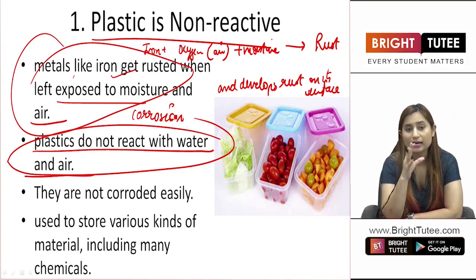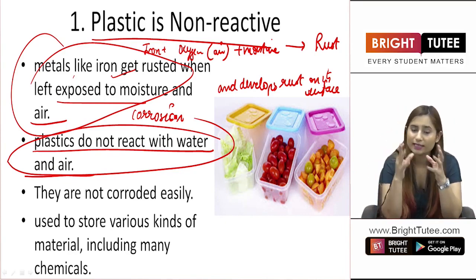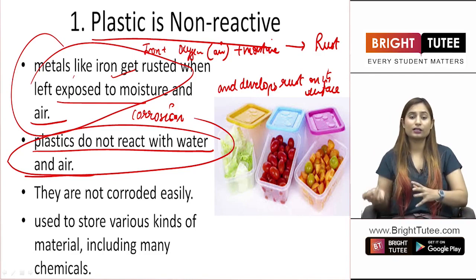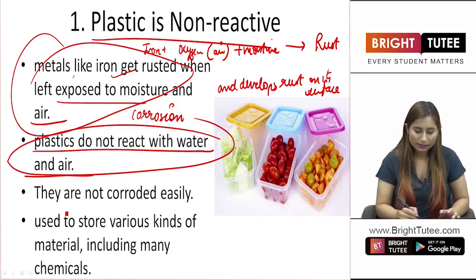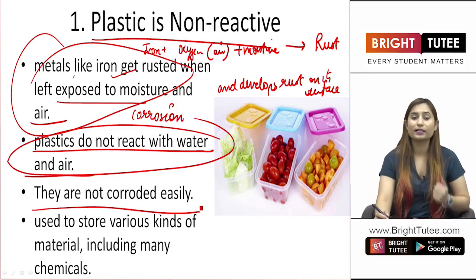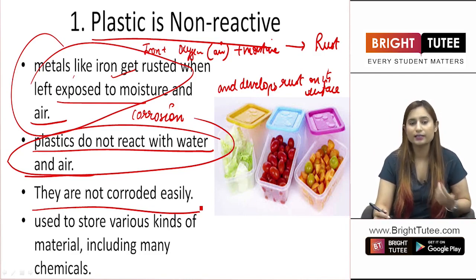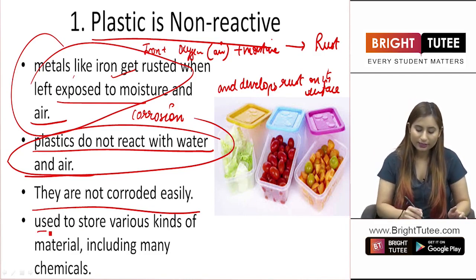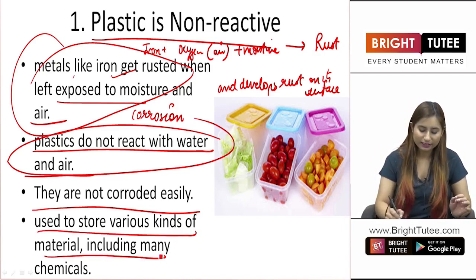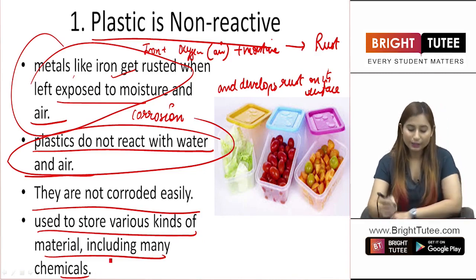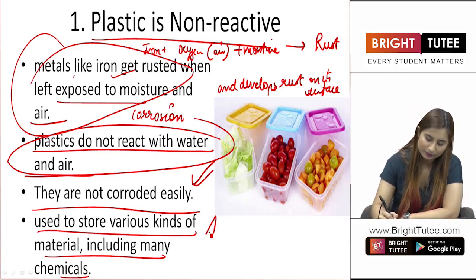If you keep a plastic article in air for as long as you want, it won't get destroyed, it won't get rusted, it won't get ruptured even. It will stay as it is, right? So plastic is non-reactive, which makes it more useful. Obviously they are not reacting, so they are not corroded easily. Then they are used to store various kinds of materials including many chemicals. Due to this property, this is the application basically.